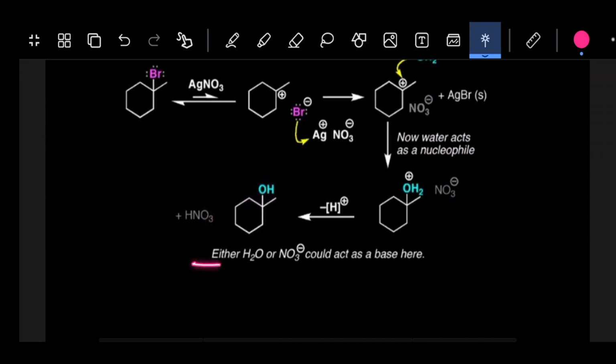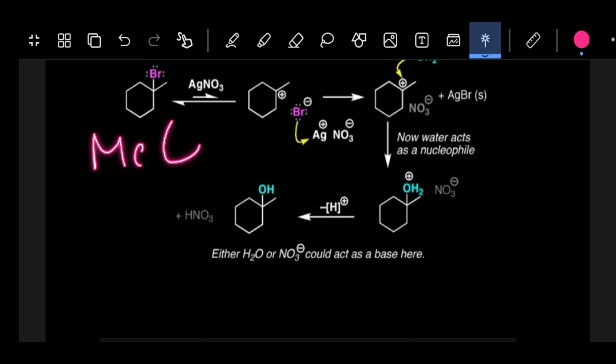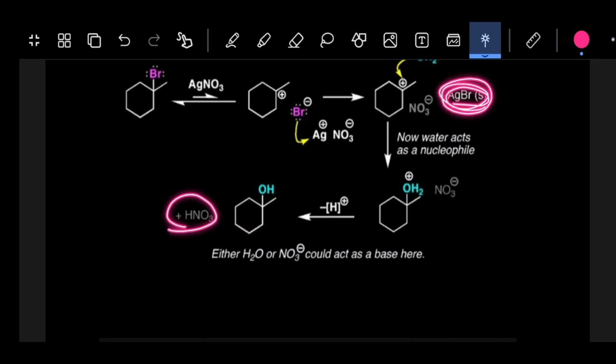Either of H2O or NO3 minus can act as a base here. And here we used H2O as the solvent. If we used MeOH as a solvent, MeOH would be the nucleophile. So here we would get an ether instead of an alcohol. Absolutely the same reaction, only the product changes, and we get the byproducts HNO3 and AgBr. AgBr is a yellow precipitate.